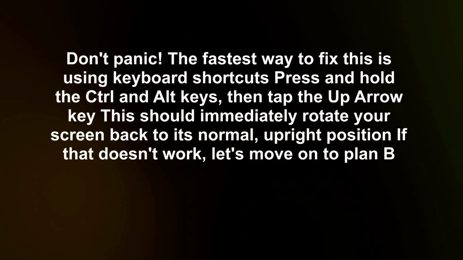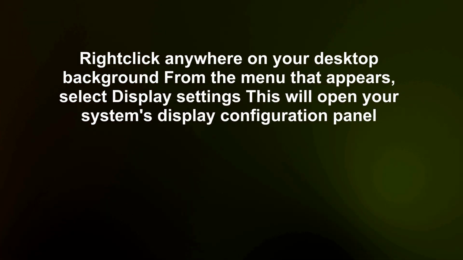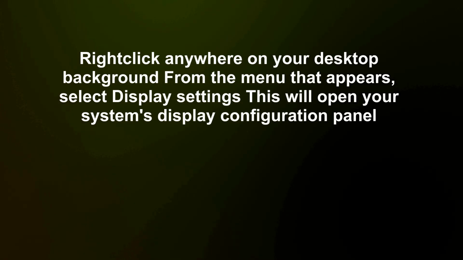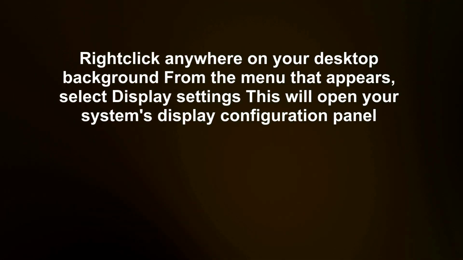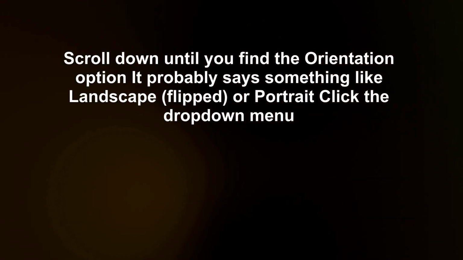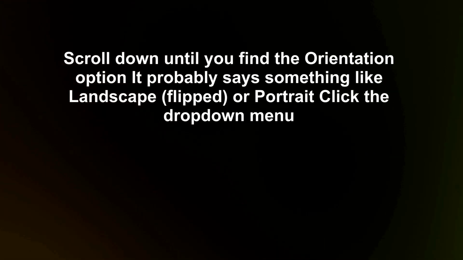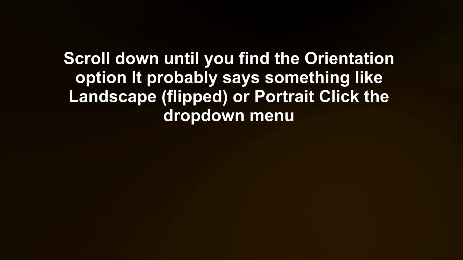If that doesn't work, let's move on to plan B. Right-click anywhere on your desktop background. From the menu that appears, select Display Settings. This will open your system's display configuration panel. Scroll down until you find the orientation option. It probably says something like Landscape, Flipped, or Portrait.